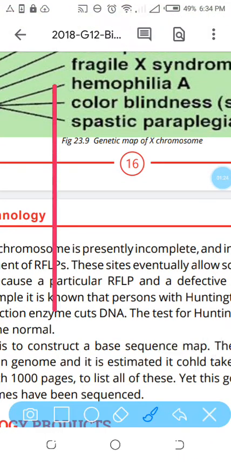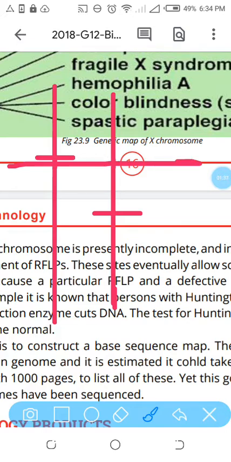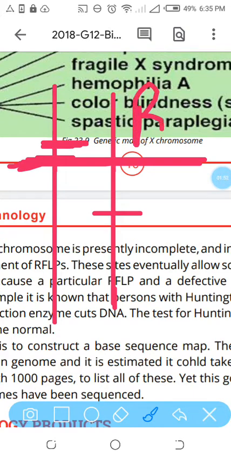For example, these are the two DNA, and that is the restriction site position of this one. And in this one, if the restriction site is present in this status, the disease gene is very close, and the doctor will identify that Huntington disease will be present. But in case B, because there is no restriction site here, he will say this man will be free from Huntington disease.